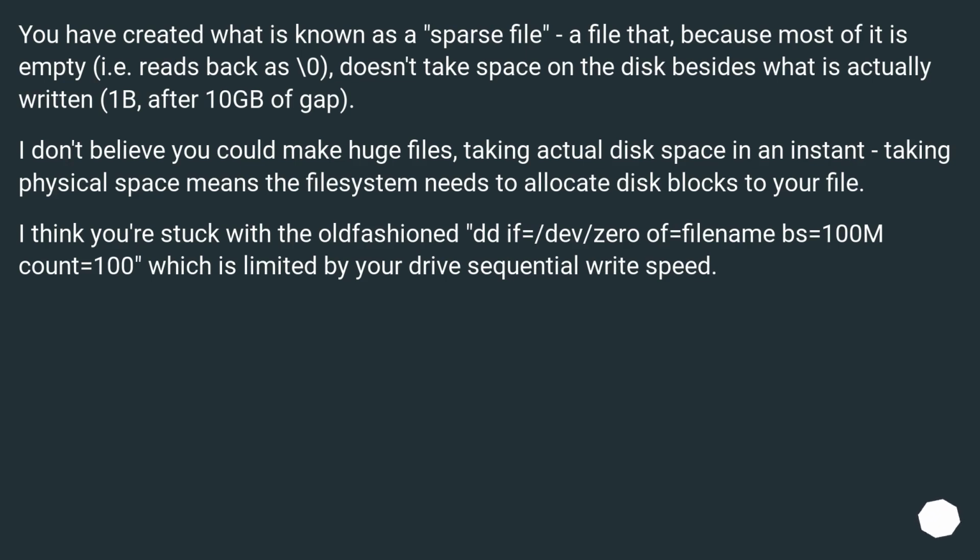Taking physical space means the file system needs to allocate disk blocks to your file. I think you're stuck with the old-fashioned dd if=/dev/zero of=filename bs=100M count=100, which is limited by your drive's sequential write speed.